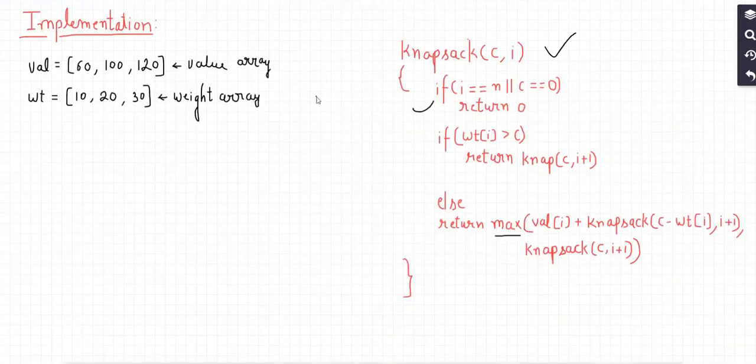So this is the code implementation of that recurrence relationship. This is the knapsack function. It takes as arguments the capacity of the knapsack and the starting index of the item.